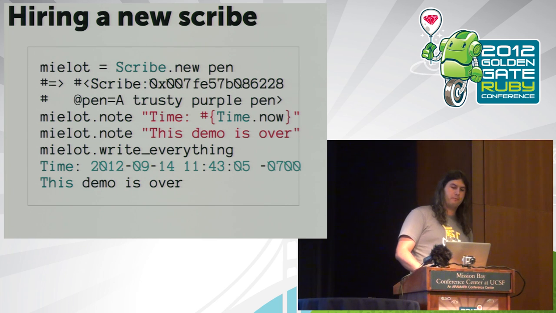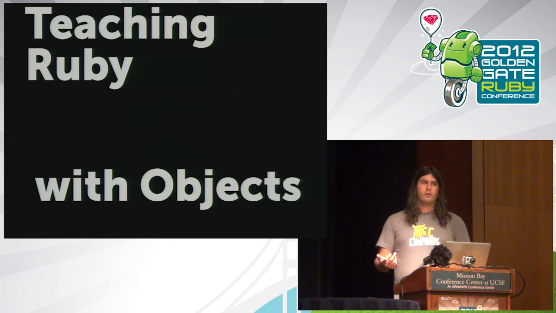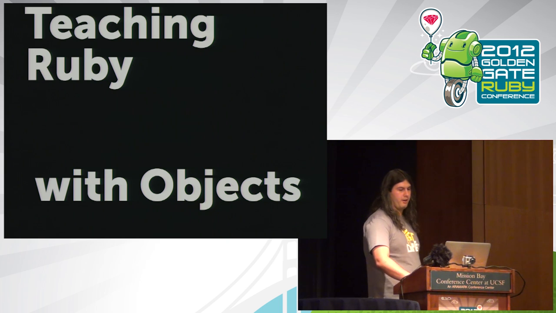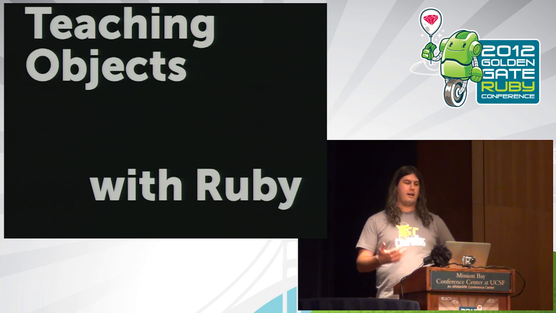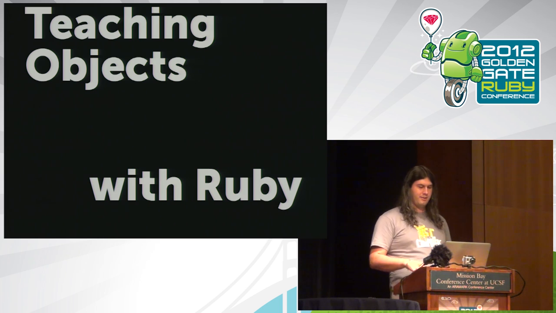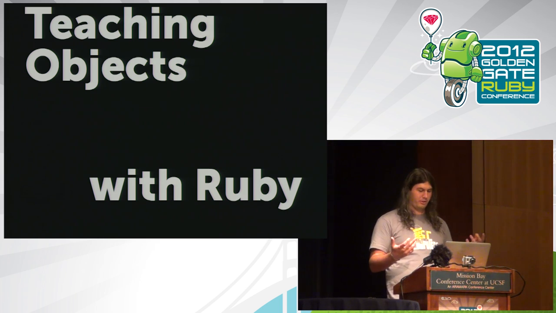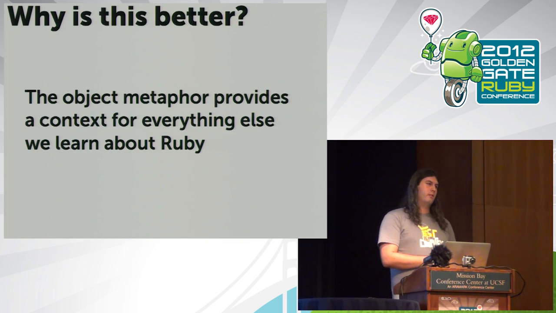And that's my story. So I've just shown you what it might look like to teach Ruby with objects. Or, if you want to look at it a different way, I've shown you what it's like to teach objects with Ruby. You could do this same thing in any other valid object-oriented language, as in not Java. I hate to bash, but really, it doesn't work the way it should. So why is this better?